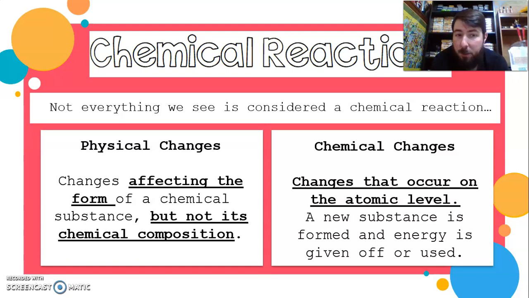And we're going to take a look in a moment at a few more examples of physical changes. But chemical changes are changes that happen chemically, so we rearrange the elements involved. They're changes that happen on an atomic level, involving the elements themselves. And when that happens, we get new substances formed, and usually there's some sort of energy or heat that is given off, or that is used in the reaction.